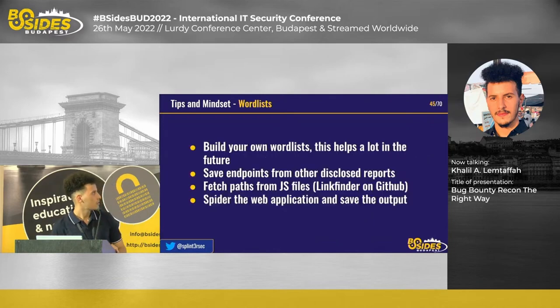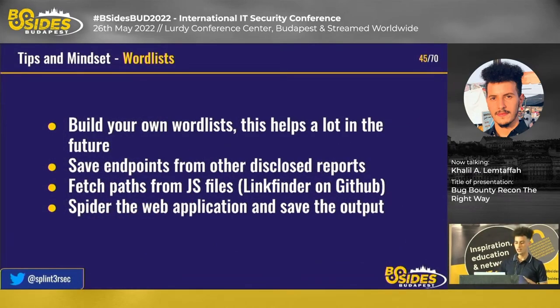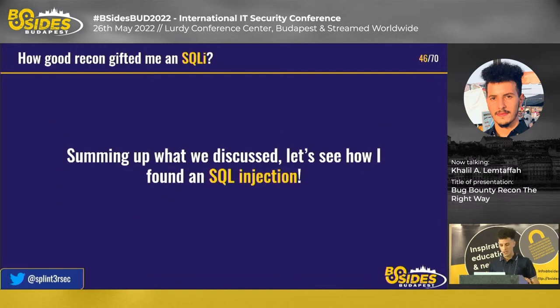Some word list tips. Build your own word lists. Don't rely on others that are already built. This helps a lot in the future. Save endpoints from disclosed reports, such as HackerOne/activity. There are a lot of disclosed endpoints that you can save in a new word list. You can always fetch paths from JS files using, for example, LinkFinder, which is a tool on GitHub that does this. Or you can spider the web application and save the output. Burp Suite Professional Edition does this. Or if you don't have Burp Suite Professional, you can just use some tool on GitHub, and you will get the same result.